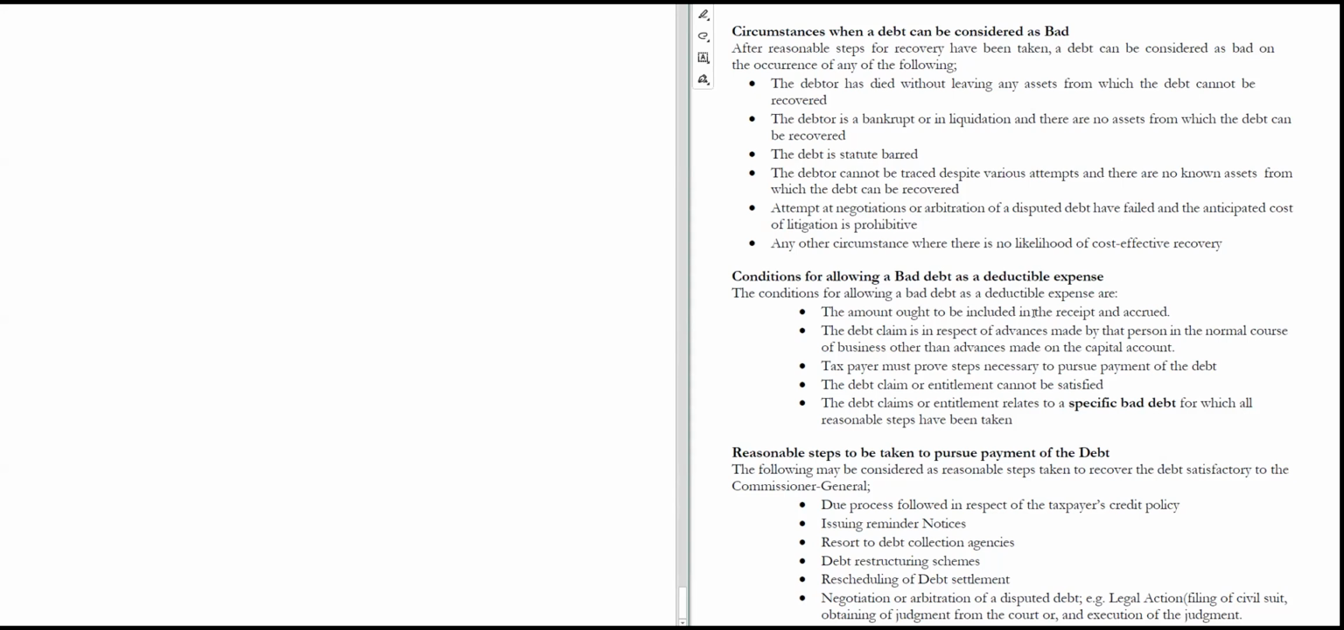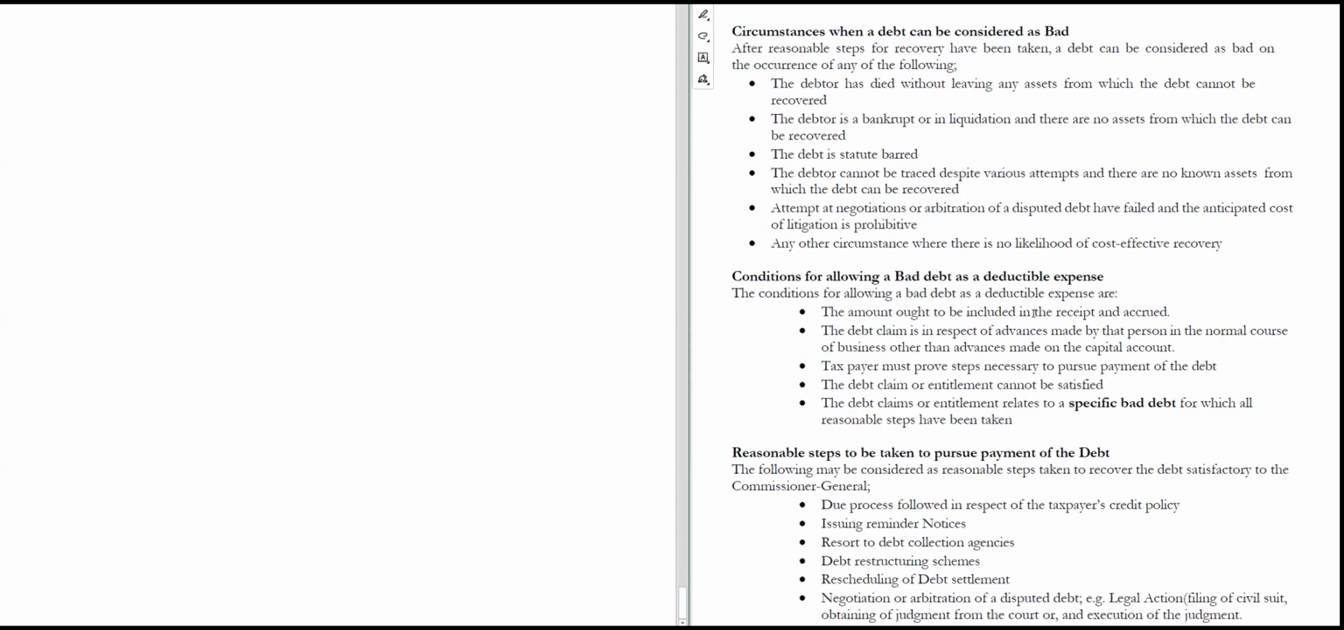1, you should have included the amount in your income and you have accrued it. 2, it is in respect of advances that you make in your normal course of business, rather than ones that you made on a capital account, like a reduction to your shareholders account. We are not looking at that one. We are looking at normal loans you have given to people as part of your normal course of business. That is usually in relation to a bank or a credit union or something, right?